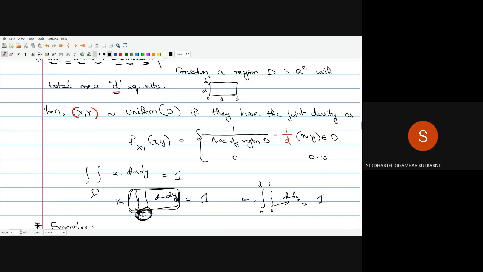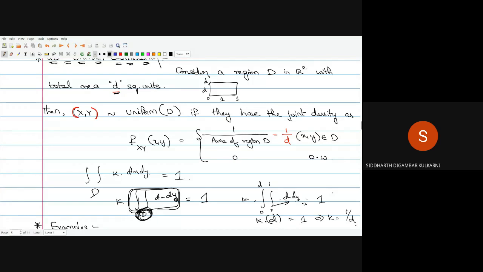There are two constants, d and k. From here, 0 to d, if I integrate this, it will be x. So x limits from 1 to 0 dy and it will be 1. And again, if you integrate 0 to d, you are going to get y, and the limits are d and 0. So from there you will get d. dk equal to 1. So k into d will be equal to 1. From there we get k equals 1 by d. So that constant should be 1 by the area of the region.